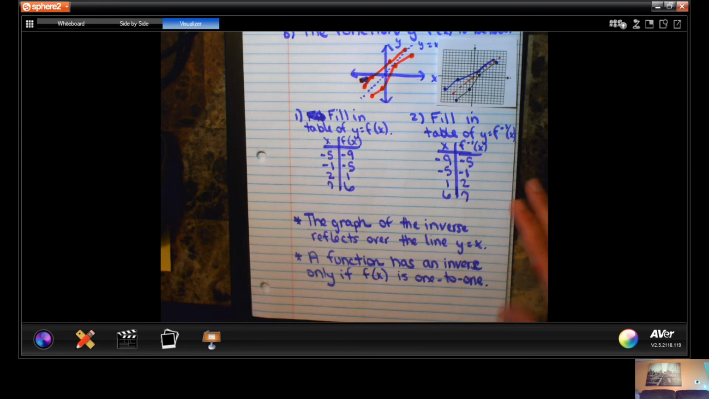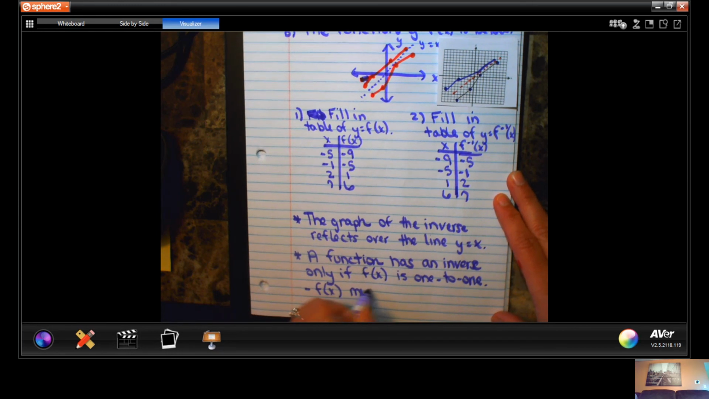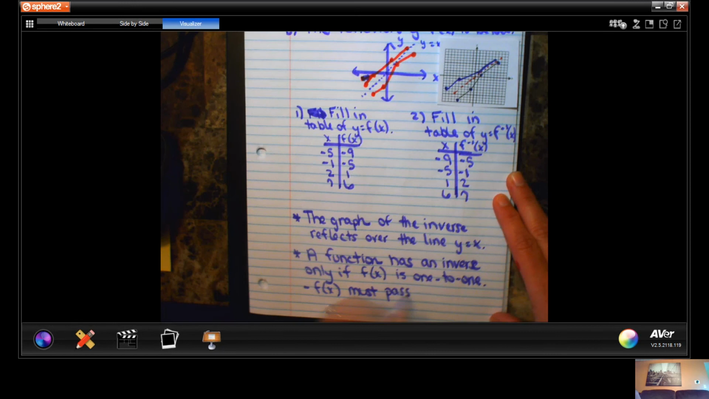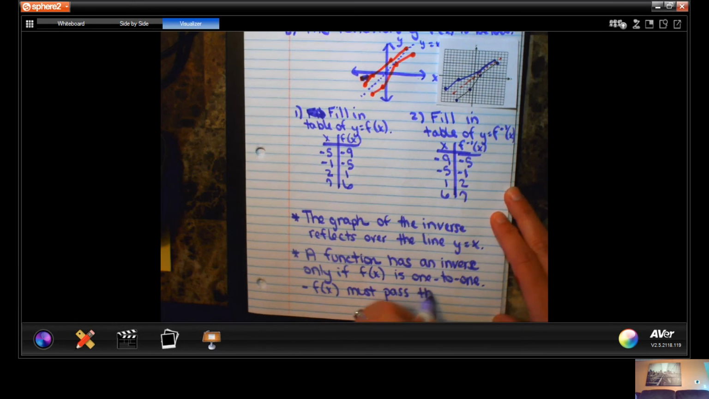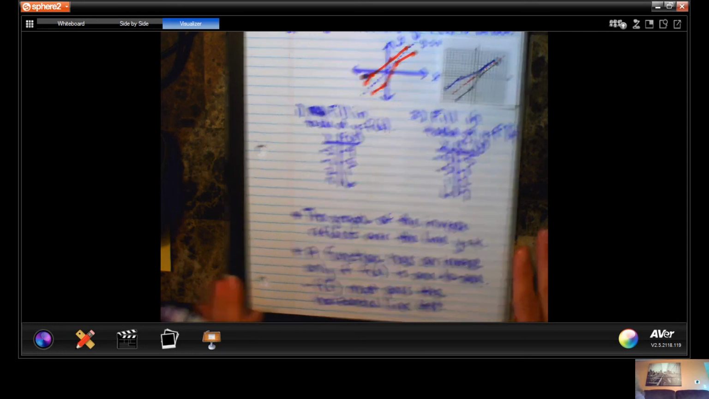Those functions, if they will have an inverse, must pass this thing called the horizontal line test. So can you put f of x must pass the horizontal line test. So what I mean by that is if we have a function, the inverse is a function if you can draw a line vertically and horizontally down the center. We'll talk more about that next time.